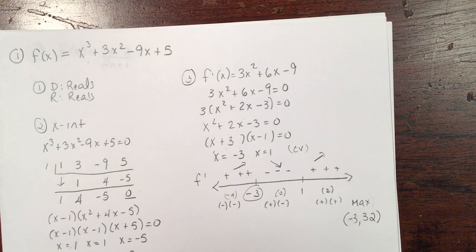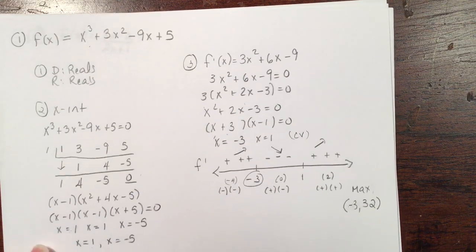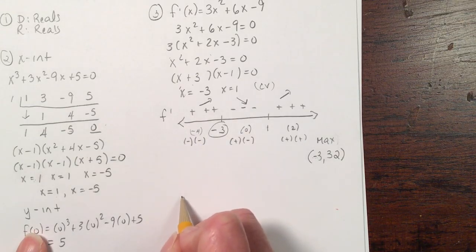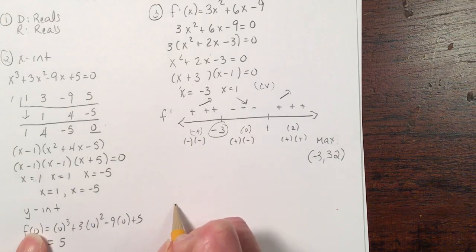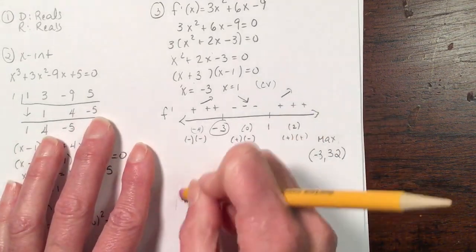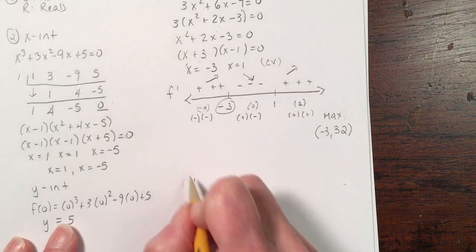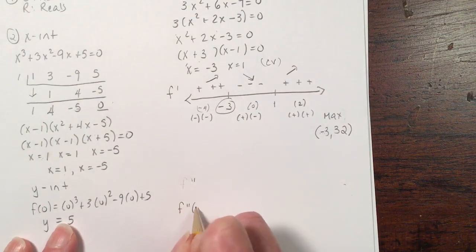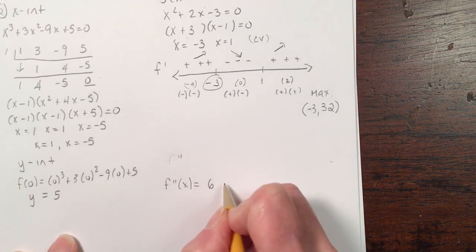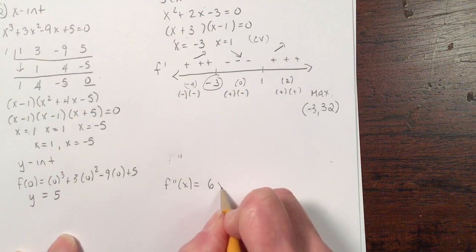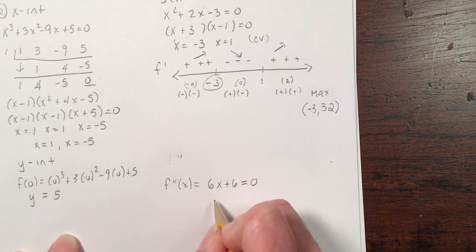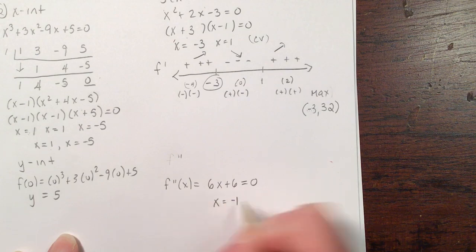Next, we're going to want to find the second derivative. Now, I'm going to leave just a little bit of room here. Okay, for my second derivative, I'm going to do the work down here. So f double prime, I'm going to move it down just a little bit, because I want to put my number lines next to each other. And my second derivative becomes 6x plus 6. When I set that equal to 0, I get that x equals negative 1.